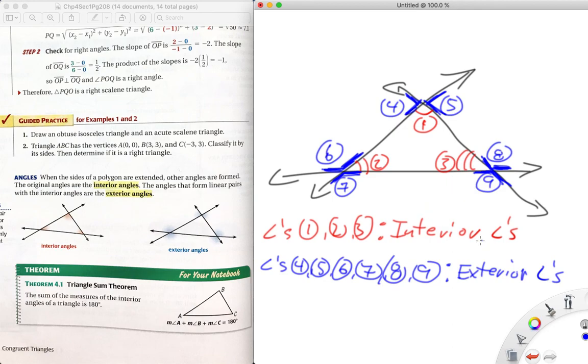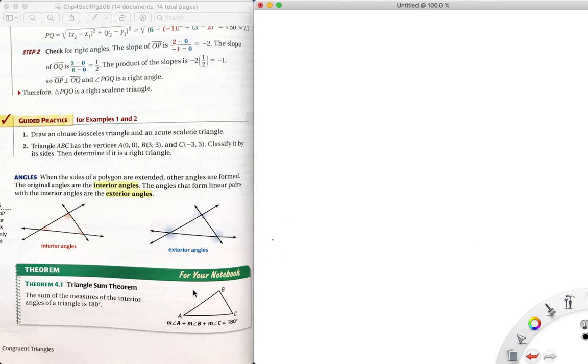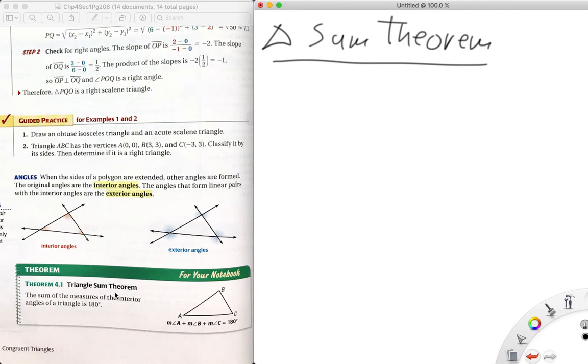And we can use the fact that exterior angles form linear pairs and a straight line is 180. We can use that to determine that the interior angles of a triangle all sum up to 180 degrees, which gives us the triangle sum theorem. The triangle sum theorem says that the sum of the measures of the interior angles is 180 degrees.